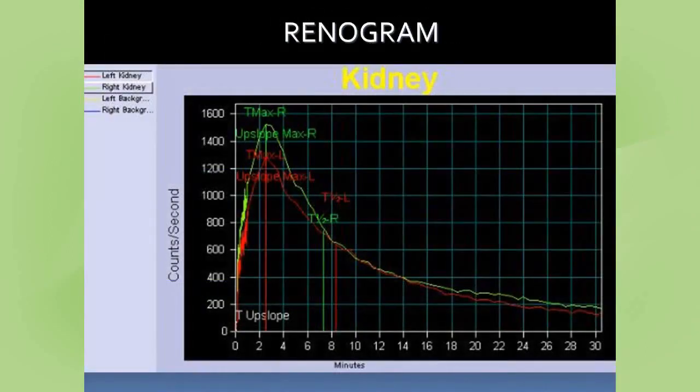And then you'll get a post-processed image, and this is an excellent version of what looks like normal. You see this rapid upstroke here early. You see your time to peak at about 2.5 minutes, so that's clearly normal, and then a rapid emptying of this.